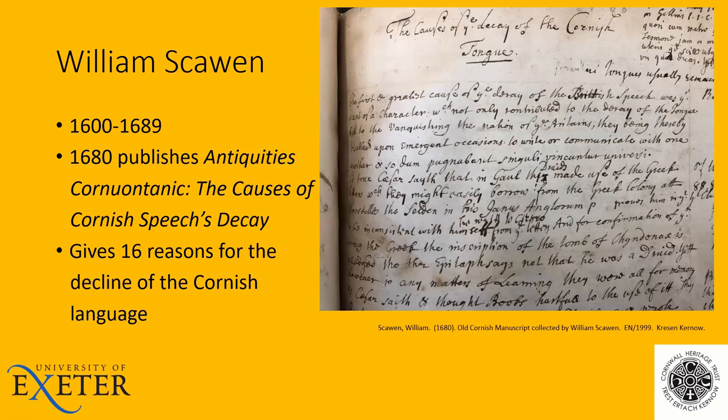Amongst these were the use of Latin in both writing and speech, the influence from Devon of spoken English, trade, especially in fishing and tin, being carried out in other languages because foreigners were unable to learn Cornish, and the necessity for young people to learn the Lord's Prayer, Creed, and Ten Commandments in English.